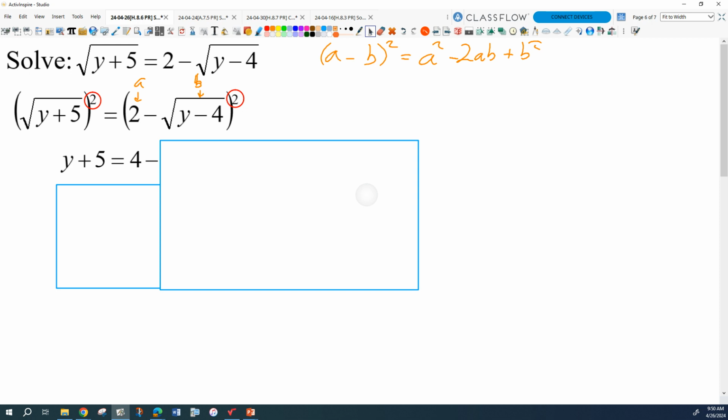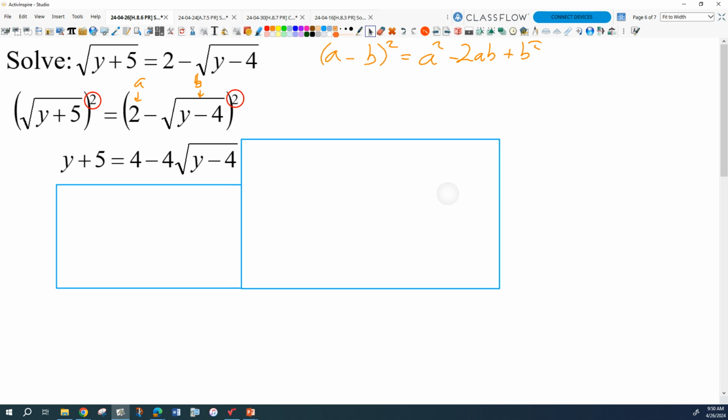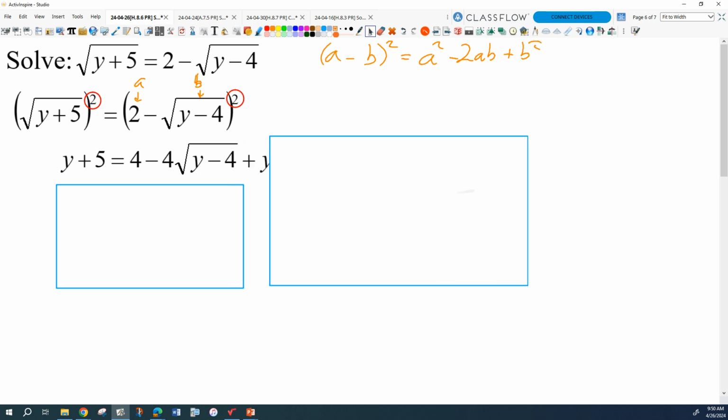Two times A times B, what's that going to be? There you go. Four times the square root, right? Okay, so there I've noticed I'm stuck with a square root in that middle term, and then finally plus b squared is going to be no problem. What's b squared? There you go. Okay.